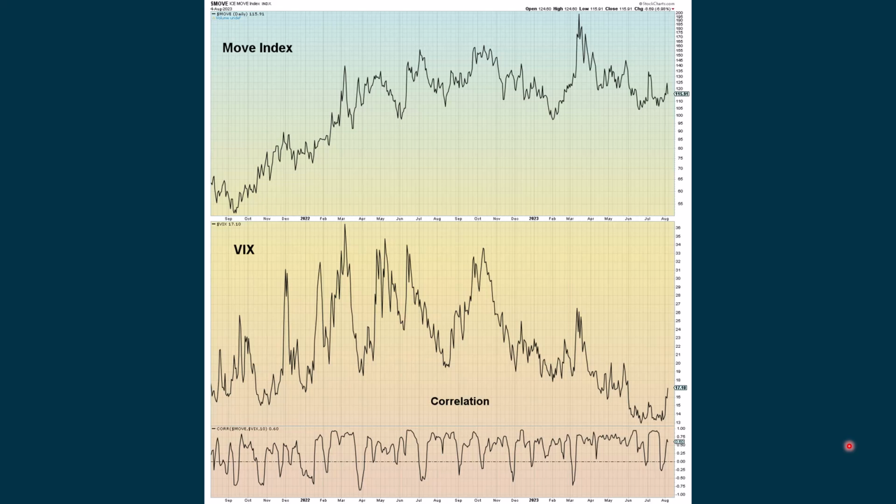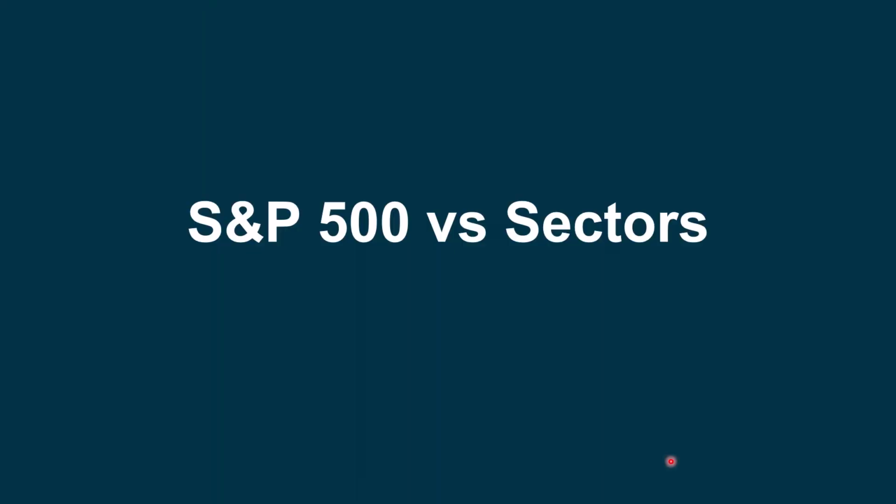Then we look at a thing called the MOVE Index, which measures the volatility of bonds. We also look at a chart of the VIX, which measures the volatility of stocks. We want to keep an eye on the correlation. Are they going in the same direction or opposite directions? Right now, they're having more of a tendency to go in the same direction.